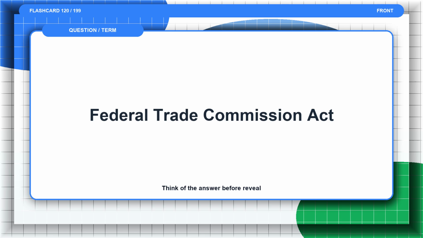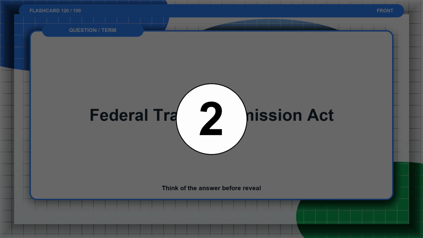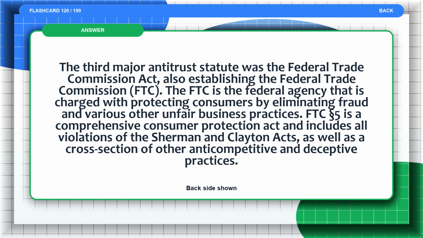Flashcard 120. Federal Trade Commission Act. Pause and think of the answer before the reveal. The answer is: the third major antitrust statute was the Federal Trade Commission Act, also establishing the Federal Trade Commission (FTC). The FTC is the federal agency that is charged with protecting consumers by eliminating fraud and various other unfair business practices. FTC Section 5 is a comprehensive consumer protection act and includes all violations of the Sherman and Clayton Acts, as well as a cross-section of other anti-competitive and deceptive practices.